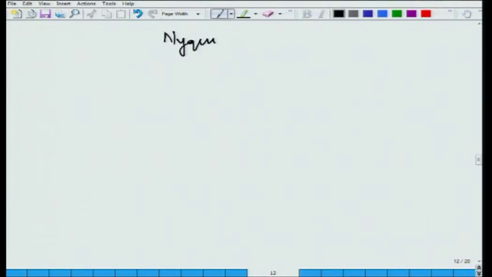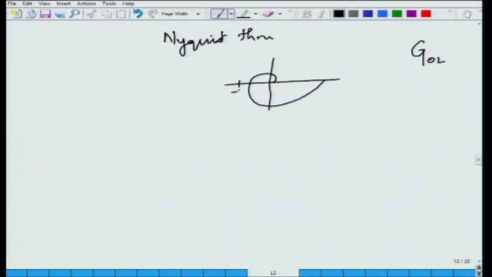So, this leads us to the Nyquist theorem, and what the Nyquist theorem says is that if your Nyquist plot of G open loop does not encircle -1, 0 (this is the real axis, this is the imaginary axis on the G plane), then the closed loop single input single output feedback system is stable.